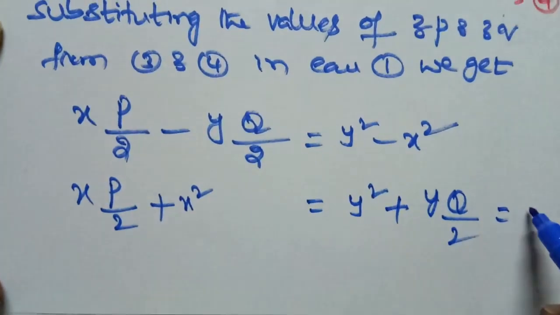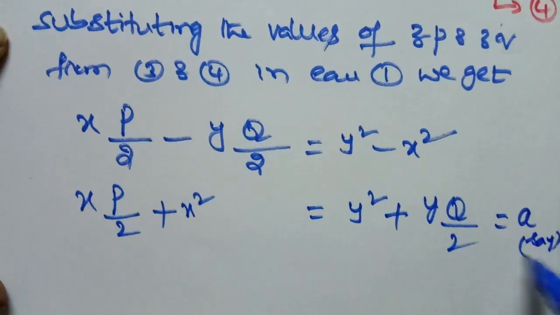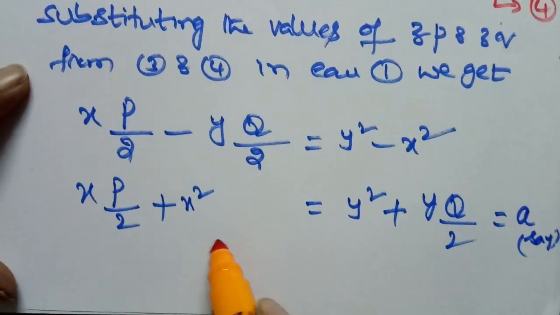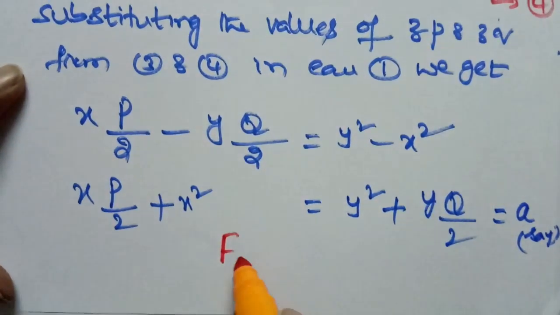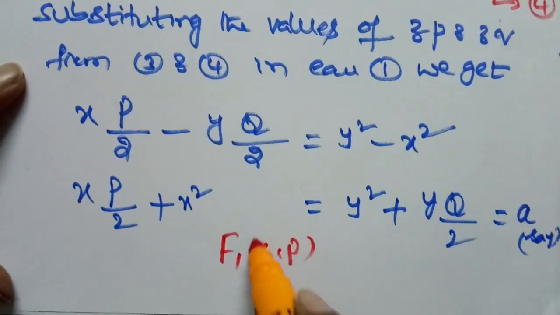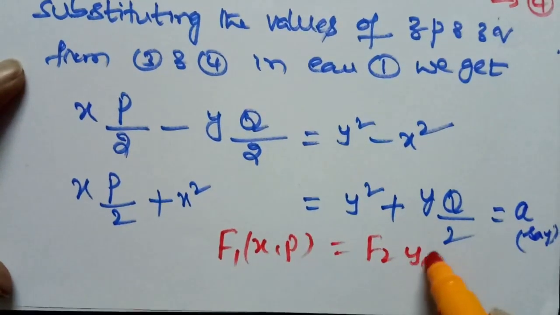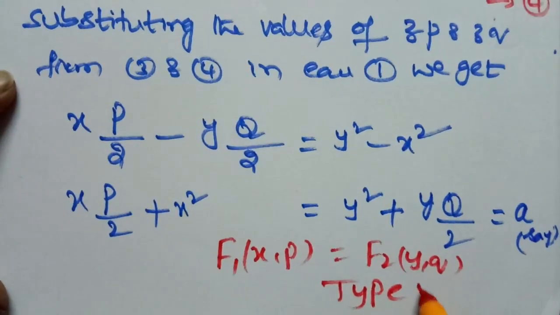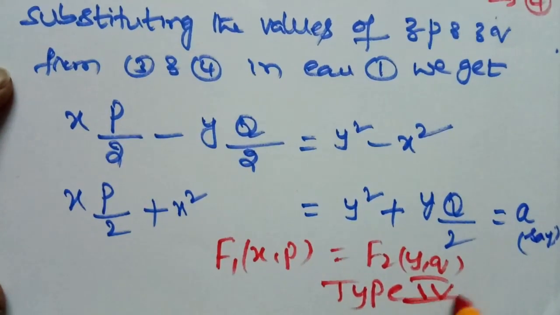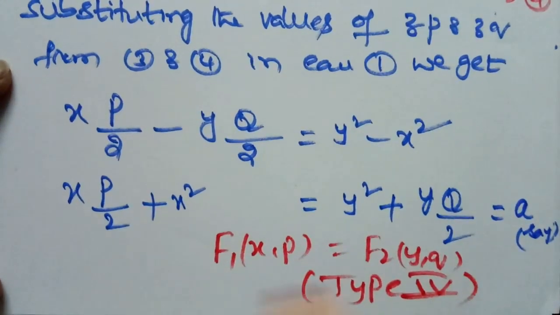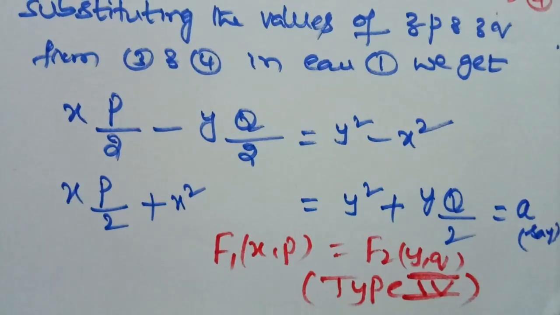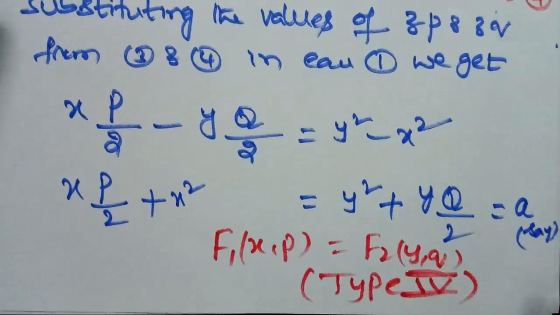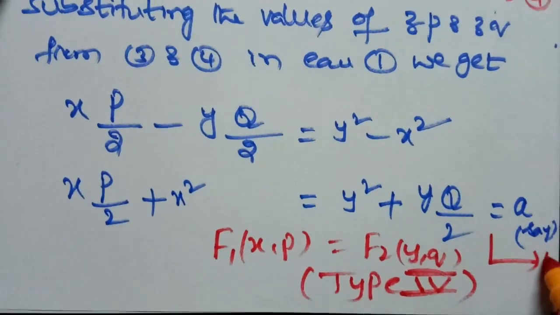Say each is equal to some arbitrary constant. Therefore, this is of the form f1 of x comma p is equal to f2 of y comma q. This is type 4. Therefore, we know how to solve the problems belonging to type 4. Say this is equation number 5.